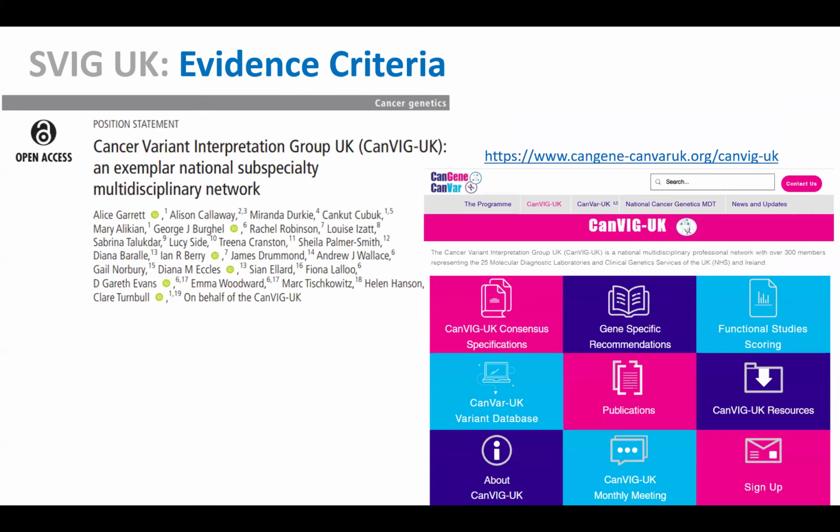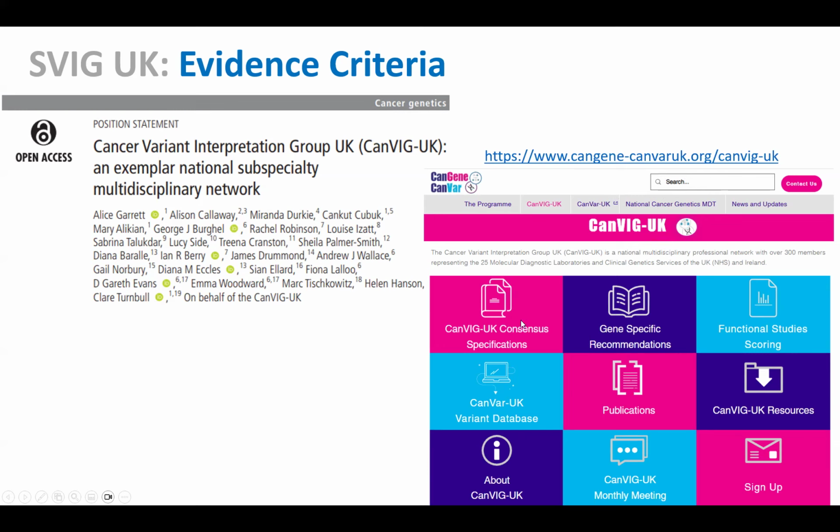But just because I'm mentioning it many times, in case you don't know it, the cancer variant interpretation group in the UK was established in 2017 in order to align the ACMG guidelines. At the time, there weren't many other follow-up publications on germline cancer variant interpretation. And we have a really nice Canva and CanVIG website where you can see a lot of information.